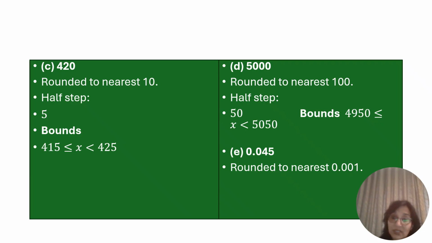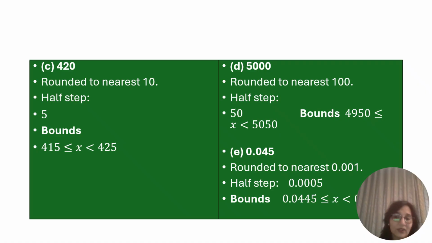0.045 rounded to nearest 0.001. So what is the half step here? 0.0005. Again, you need to subtract it and then add it, and then you will get the inequality equation. I hope these points and steps are clear to you. Children, there will also be a video on rounding and significant figures, so that will also be uploaded so that your concept will be totally clear.